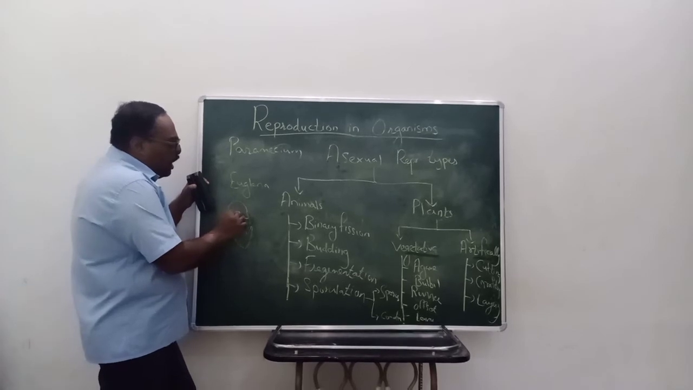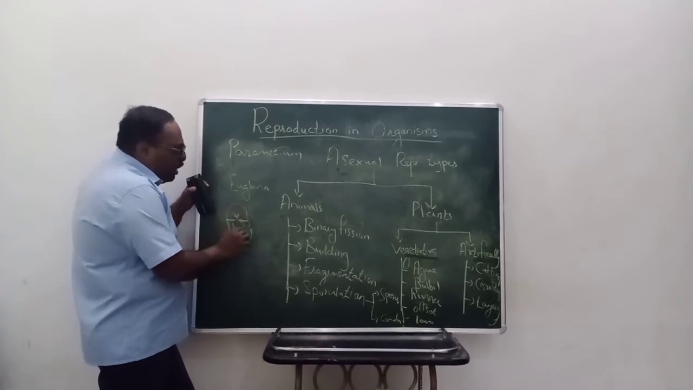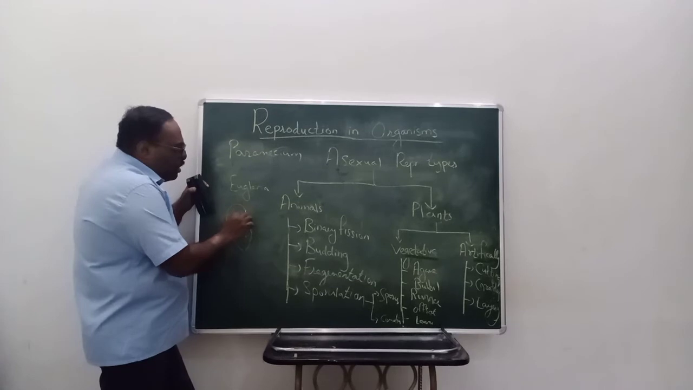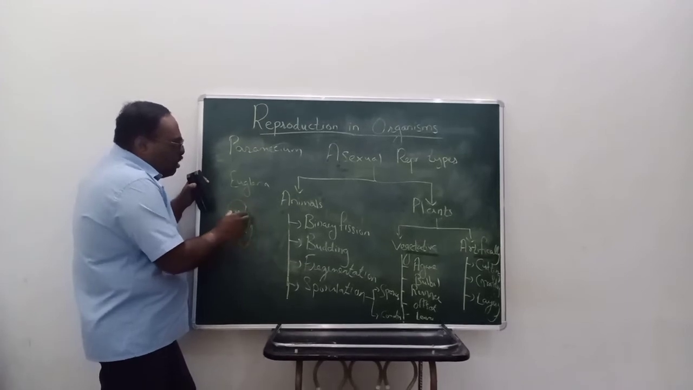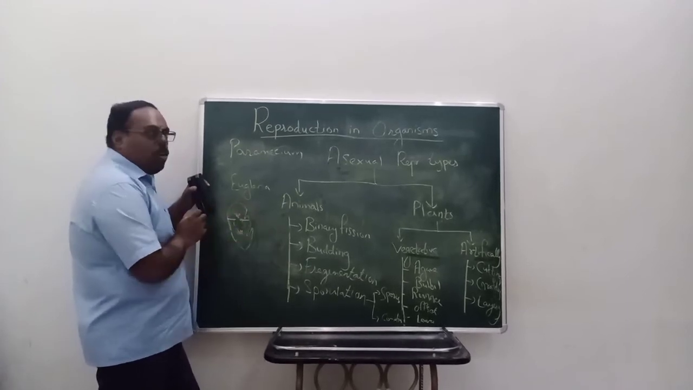That means both the sides will get the genetic material, the mouth will be present on both the sides, the full structure, and they will divide off.